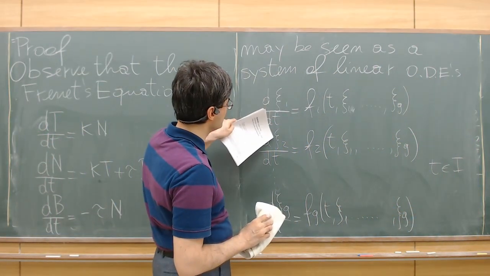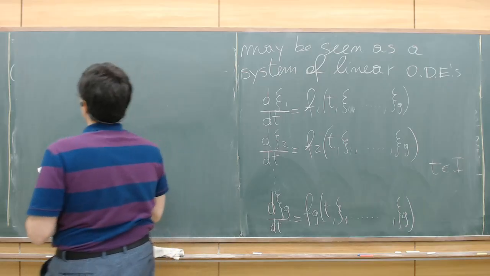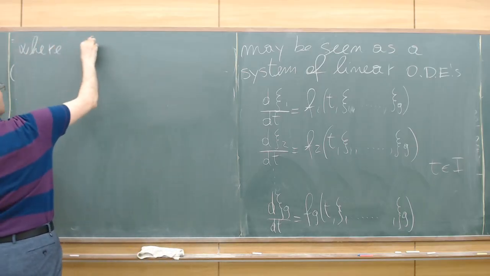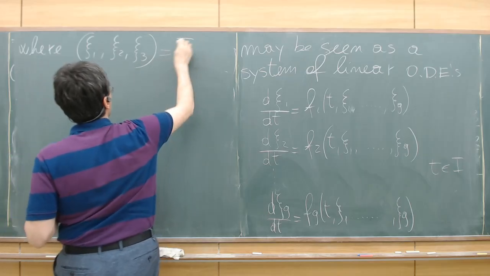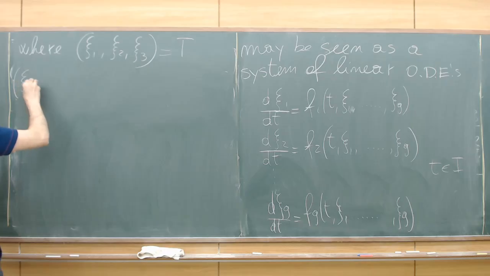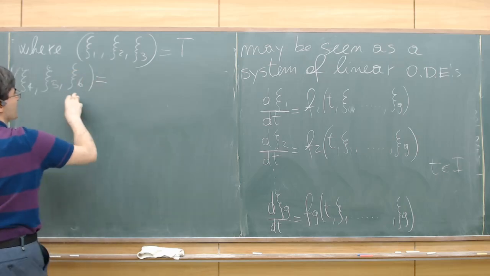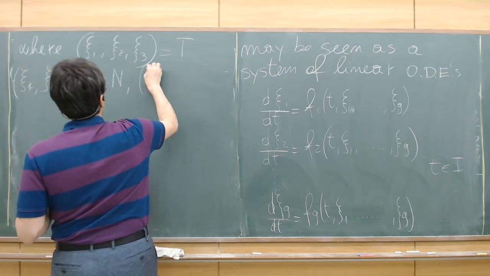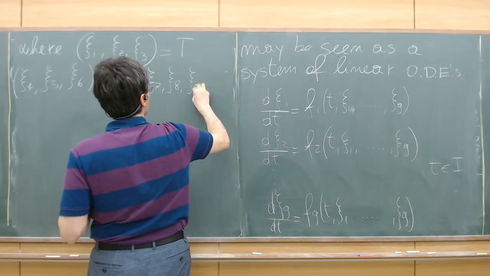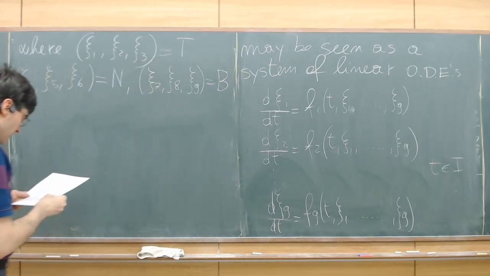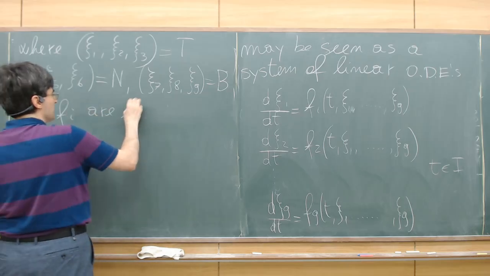What are c1, c2, ..., c9? Where c1, c2, c3 are the component functions of T, c4, c5, c6 are the component functions of N, and c7, c8, c9 are the component functions of B. And the fi are linear.